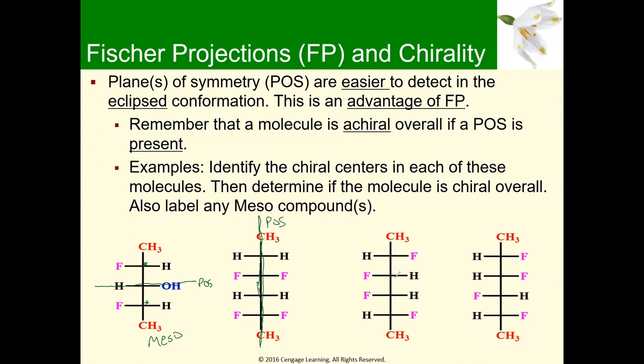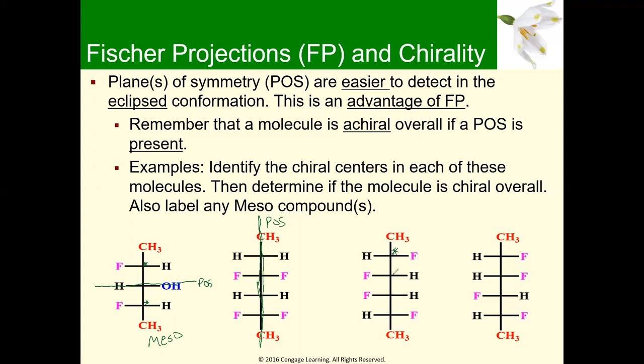All right, working our way to the right here. On this 3rd Fischer projection, let's consider each carbon to see if it's chiral or achiral. The first carbon up here in the Fischer projection, you've got 4 different groups: the methyl group, the fluorine, the rest of the Fischer projection, and a hydrogen. So I'm going to put a little star by that one because it's chiral.